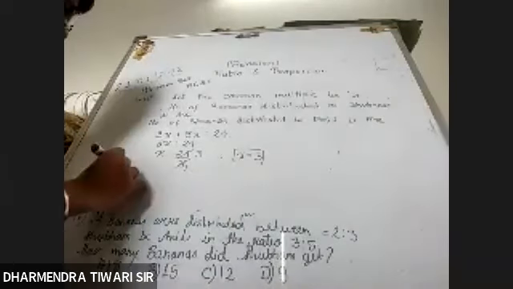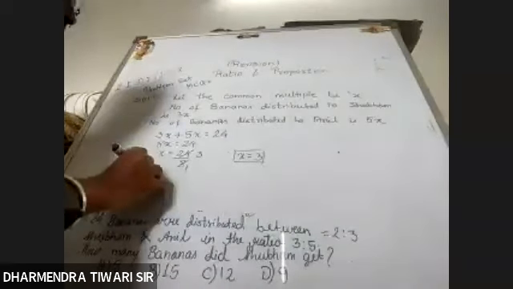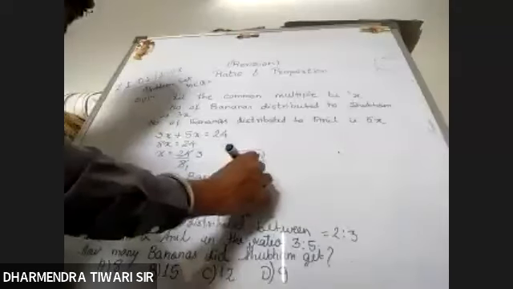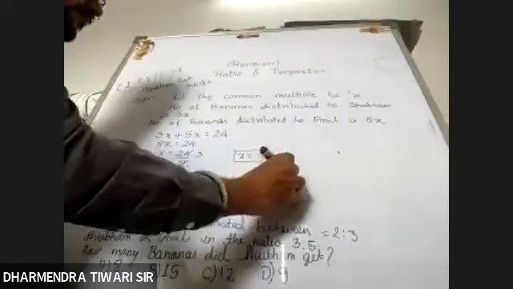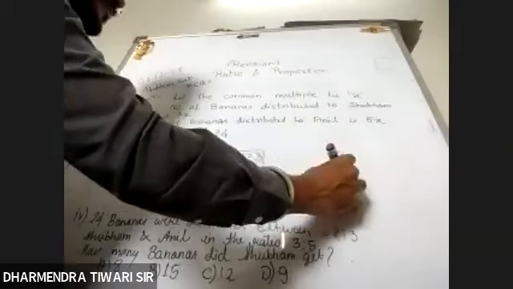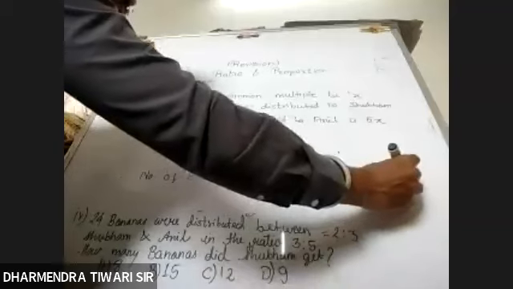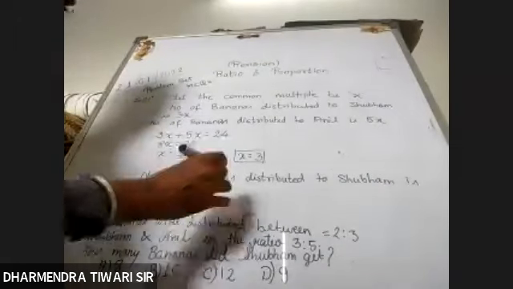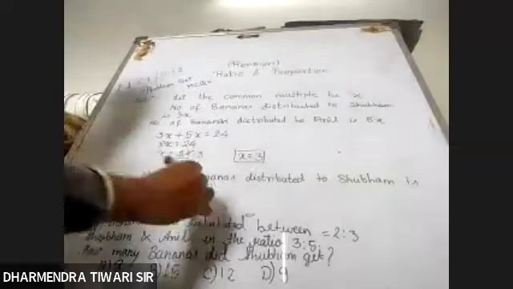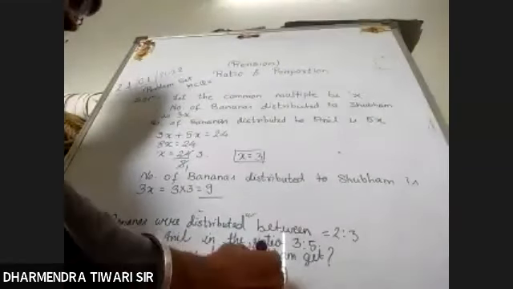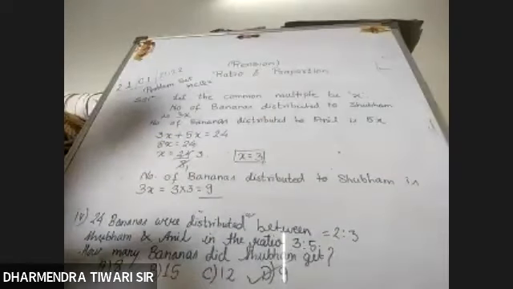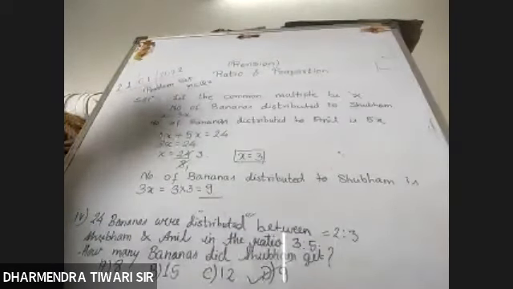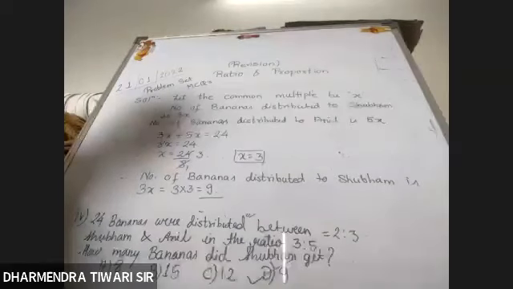So therefore, the number of bananas distributed to Shubham is 3x, which is 3 into 3, which is 9. Now we have to see the options where we have 9. We can see it is present in the fourth option, that is option D, 9. So we're done with this. Let's move to the next, fifth one.